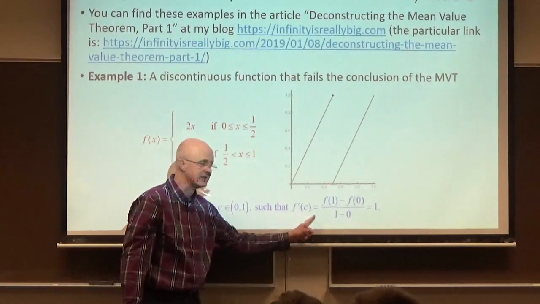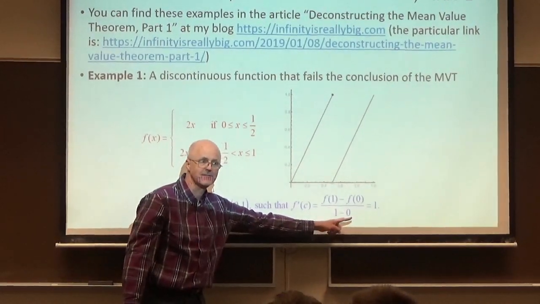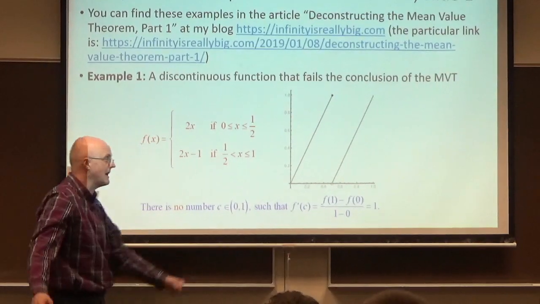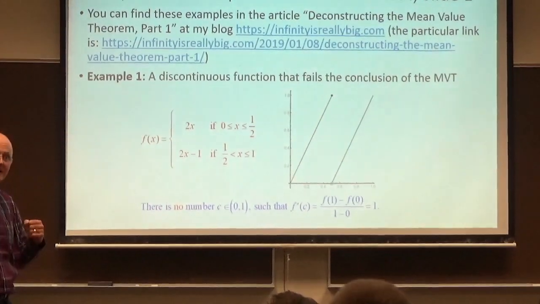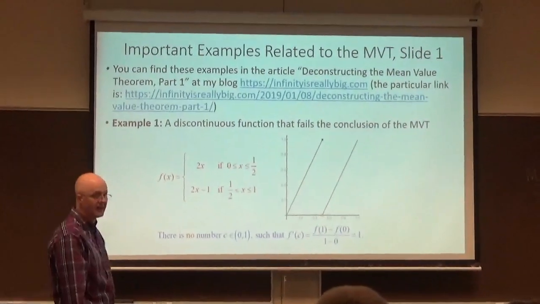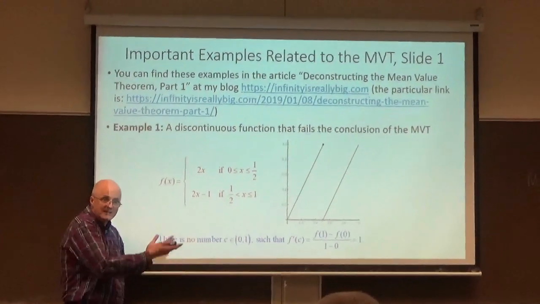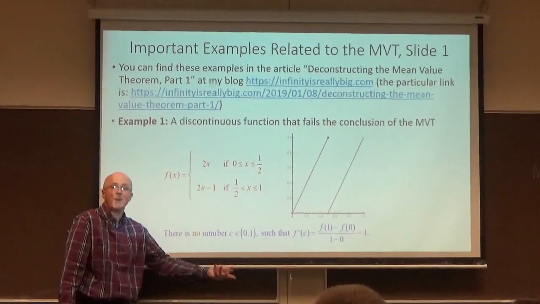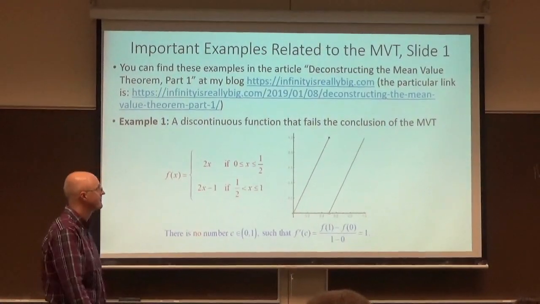The slope of the tangent is the slope of the secant. Okay? So that's an important kind of example to keep in your mind. Certainly if the function is discontinuous, the conclusion of the mean value theorem may not hold because the function doesn't satisfy the hypothesis, so you shouldn't expect the conclusion to hold.